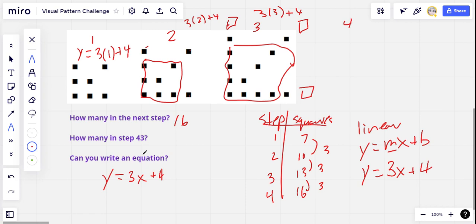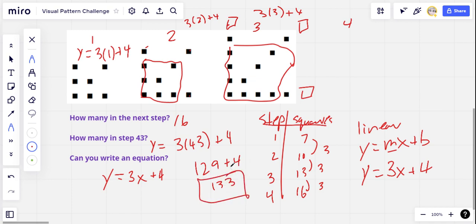We can use it now to calculate the number in step 43. So y equals 3 times 43 plus 4. 3 times 43. Well, 3 times 40 is 120, and 3 times 3 is 9, so that's 129 plus 4. So that should be 133 little squares in step 43.